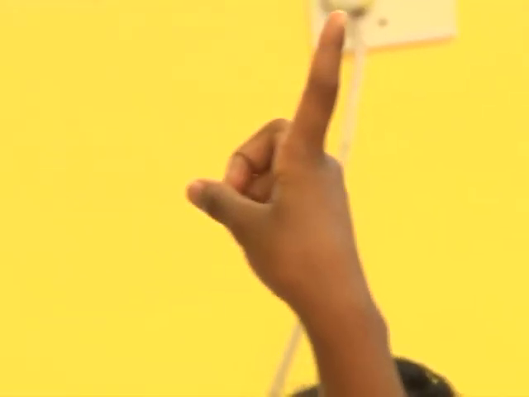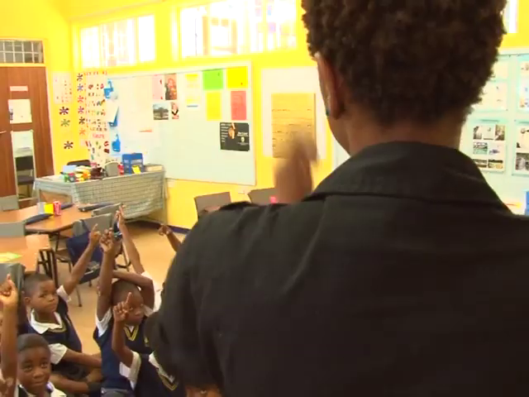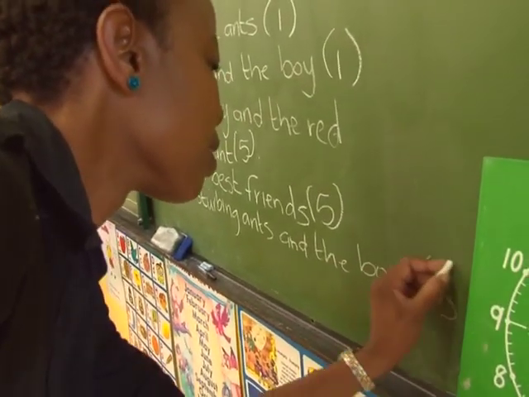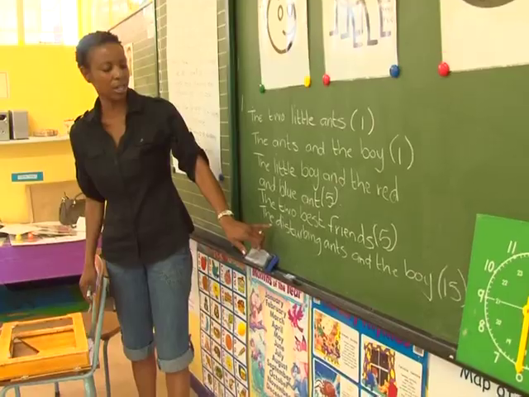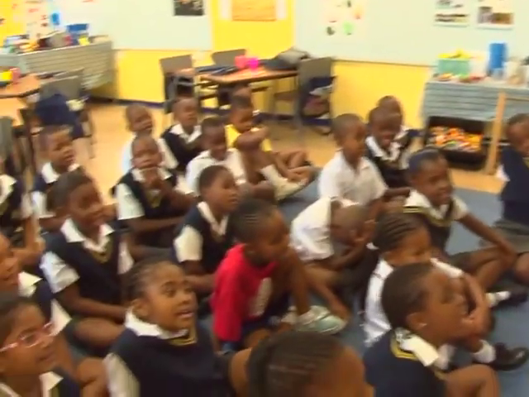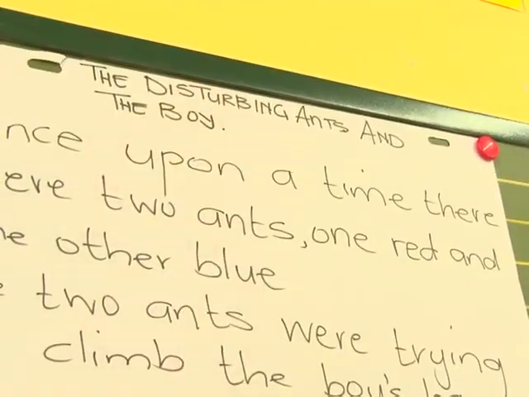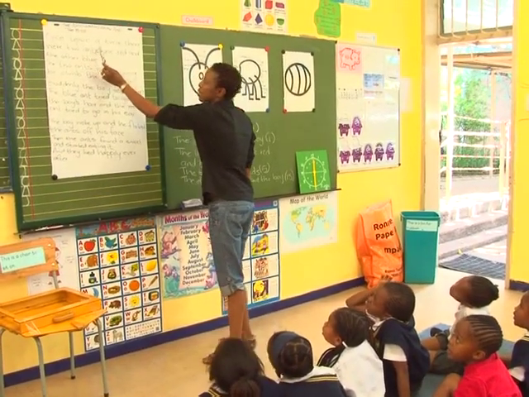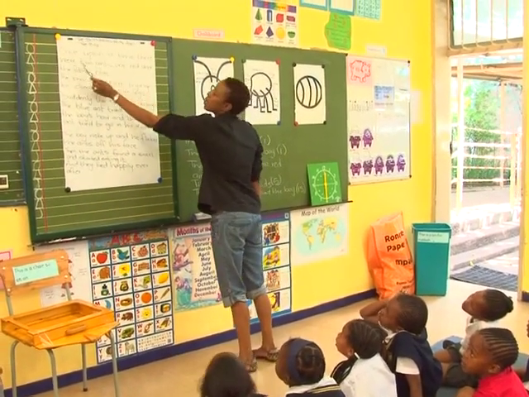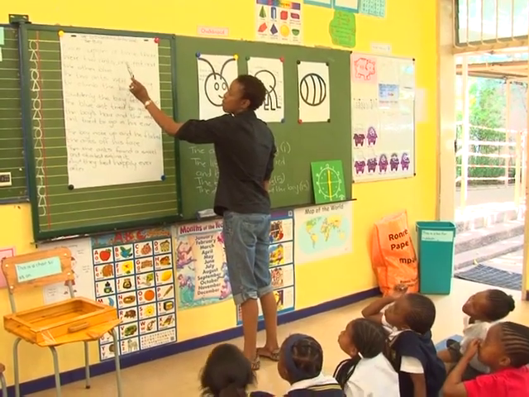Let's all read it out. The Disturbing Ants and the Boy. You edit the whole story. You read through the whole story with the kids. See if there are things that you can fix, if those need fixing.